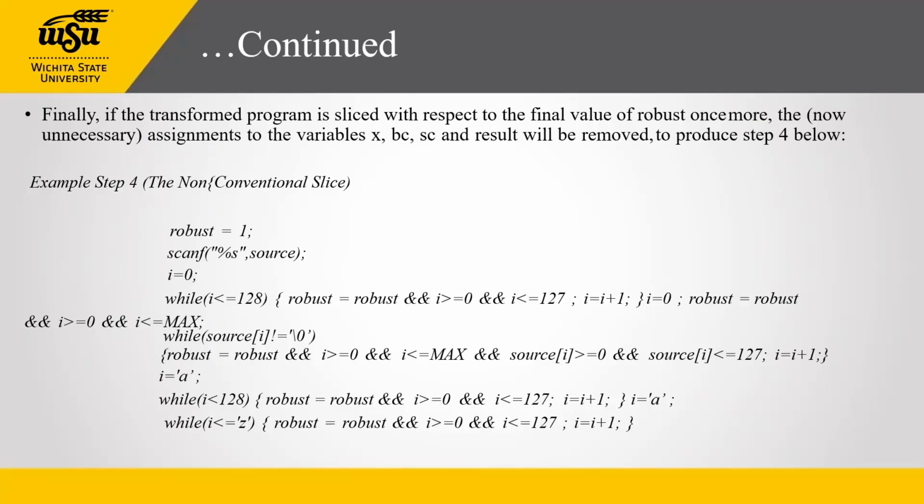So now I'll check with the original character with the i value, which I have from above. So now I'll run the same expression as robust with robust AND i greater than 0 and i less than or equal to 127. Now I'll increment the i value.